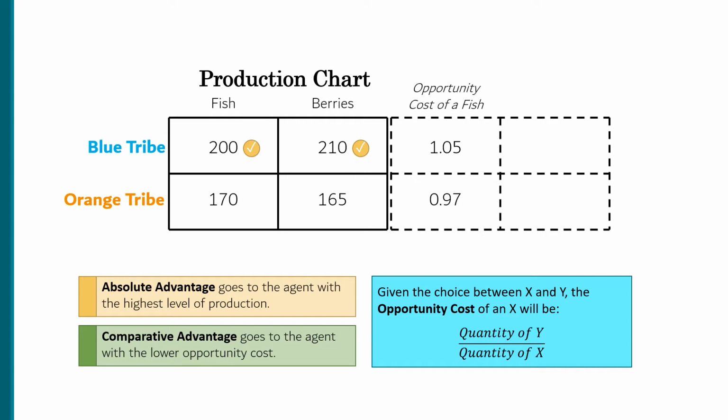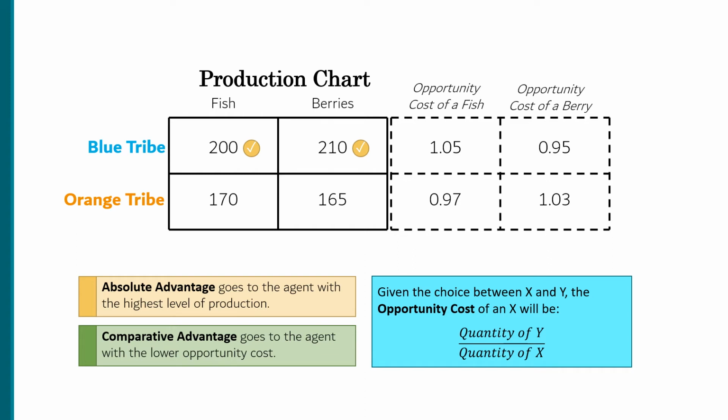Now let's do the calculation for berries. For Blue Tribe, we take the 200 fish we give up and divide by the 210 berries we gain, giving us an opportunity cost for a berry of around 0.95. For Orange Tribe, it's 170 divided by 165, which is around 1.03.